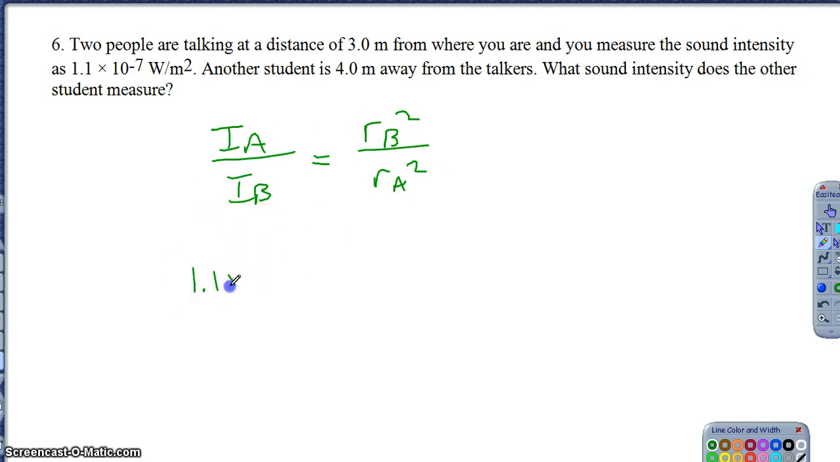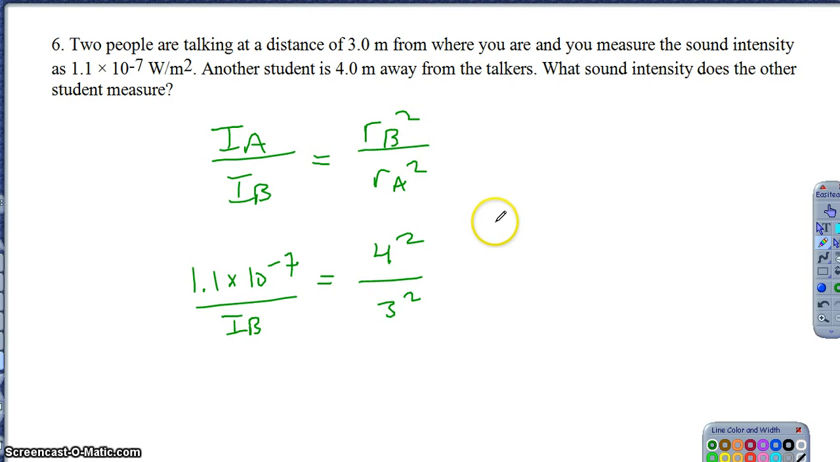So 1.1 times 10 to the negative 7th is my initial intensity at location A. I'm looking for my intensity at 4 meters away, right? So anyway, I'm 3 meters away then at location A, so 3 squared goes on bottom, and then 4 squared goes on top, and then just solving again from here to find out my intensity for B.